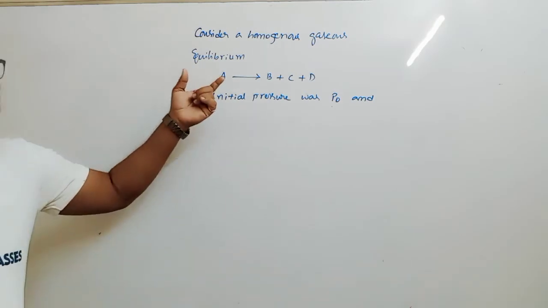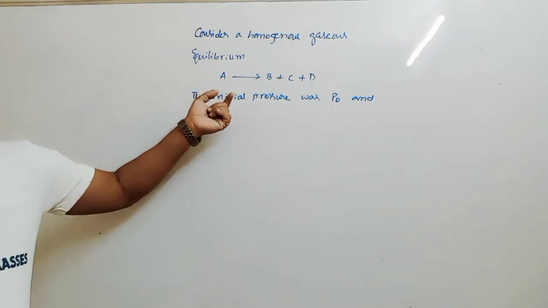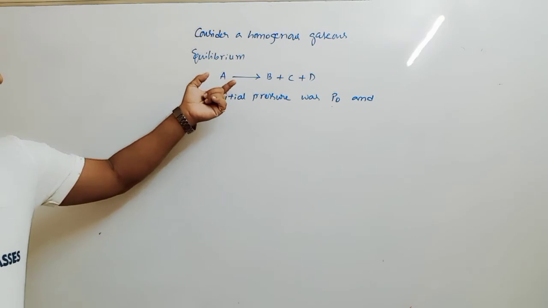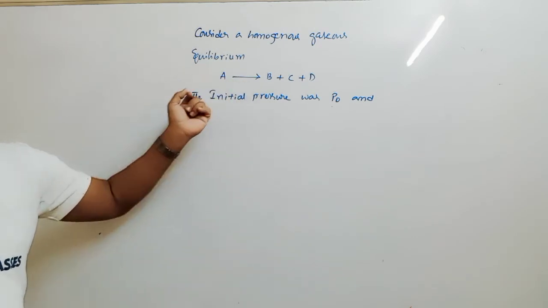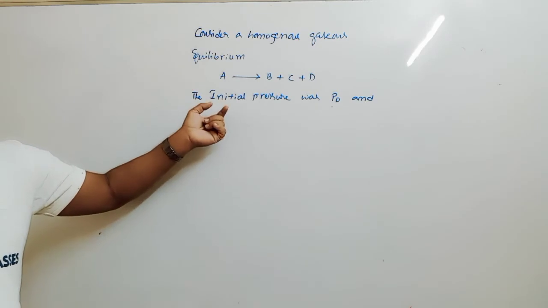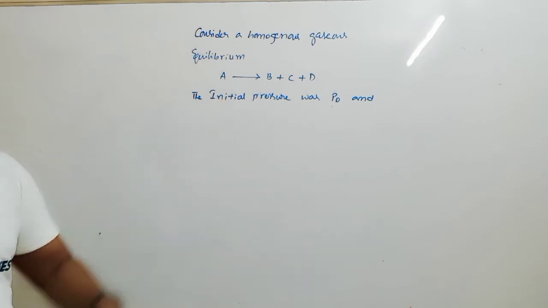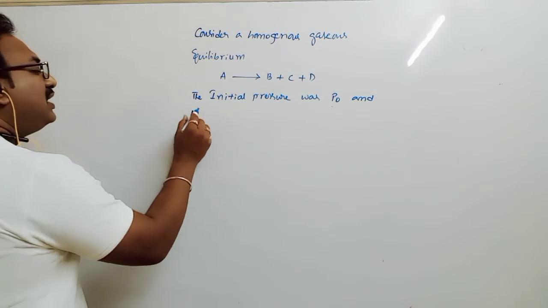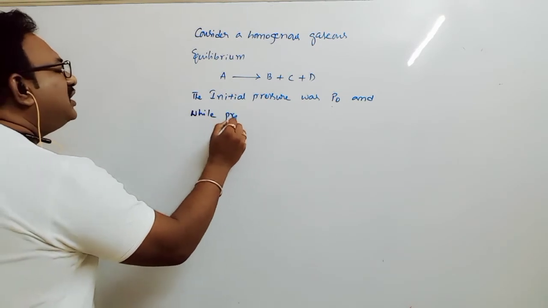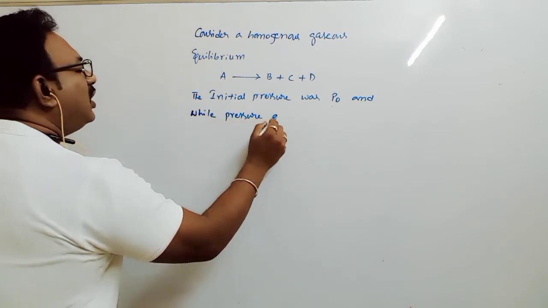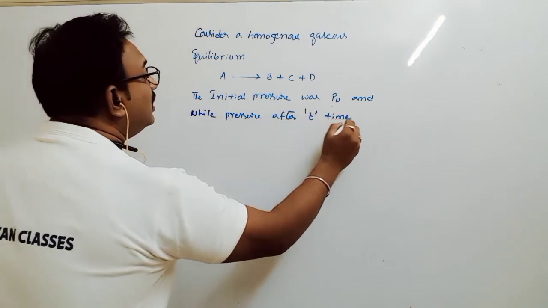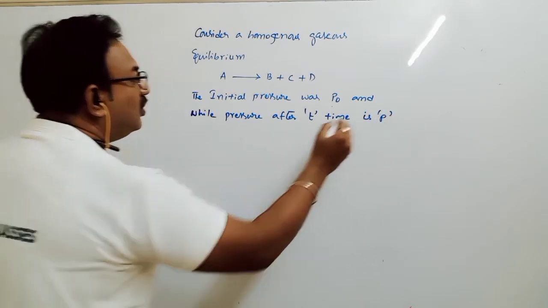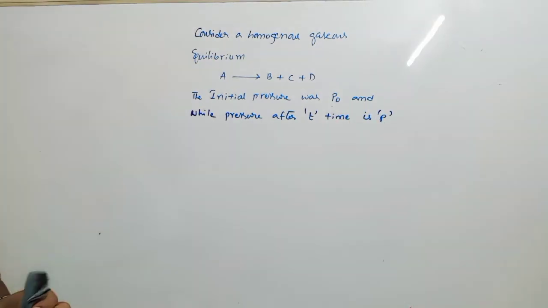Just consider a homogeneous equilibrium. A gives rise to B plus C plus D. Gaseous homogeneous equilibrium. All of them are gases. Now let the initial pressure be P naught, while the pressure after time T is P.